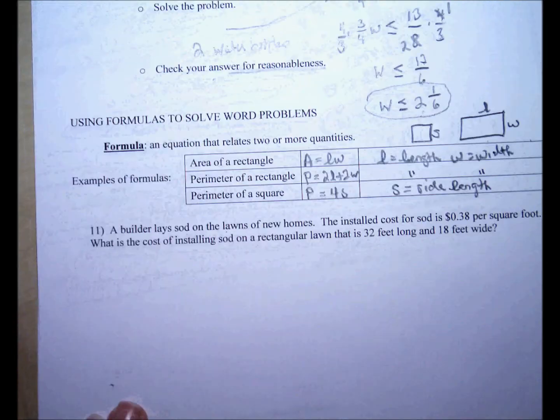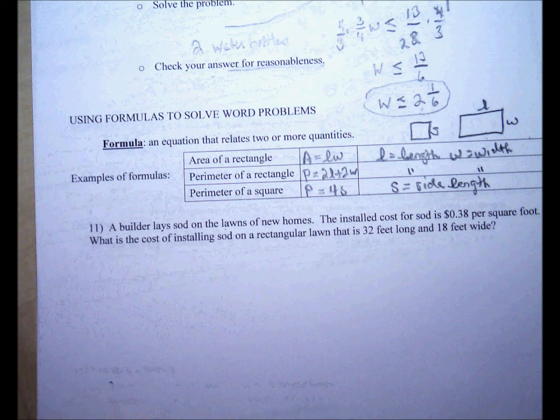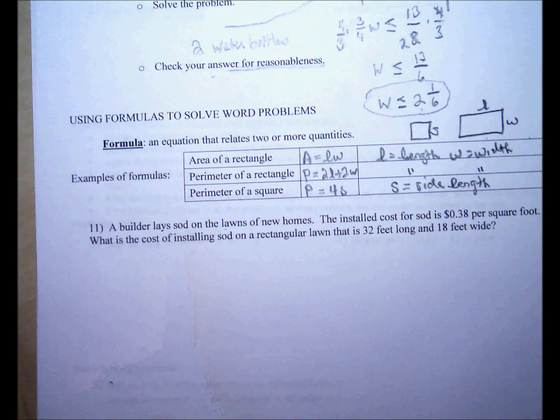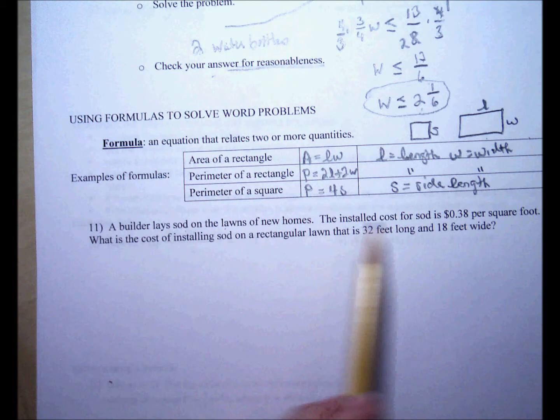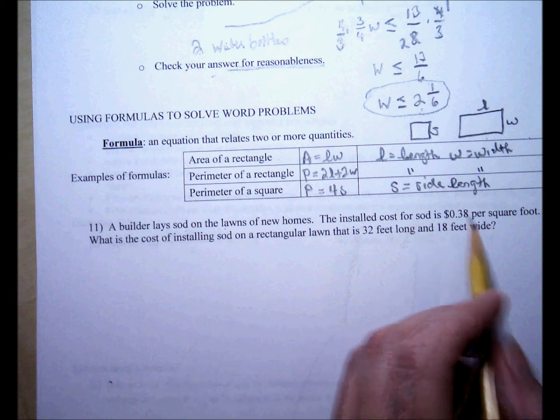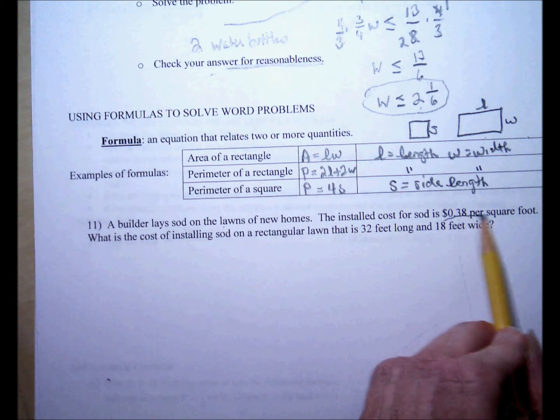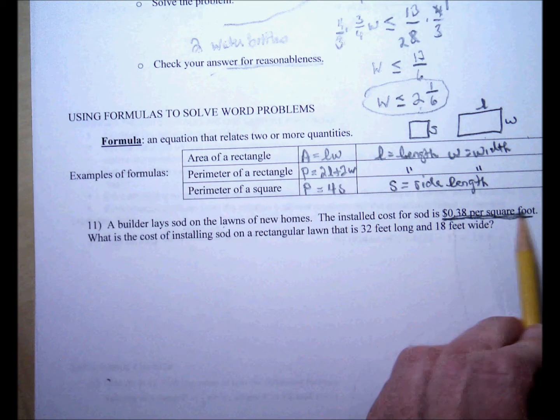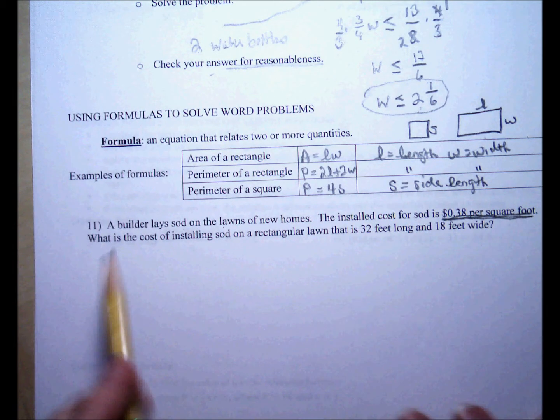Now what about a square? If we have a square with side length S, then the perimeter is the sum of the sides. That would equal 4S. So those are some examples of formulas. Let's see which one we're going to use in this word problem.